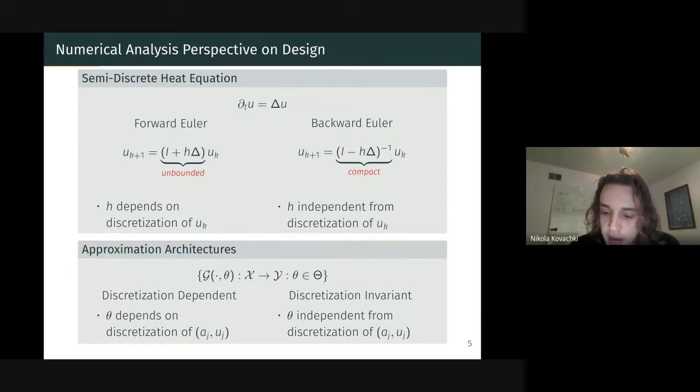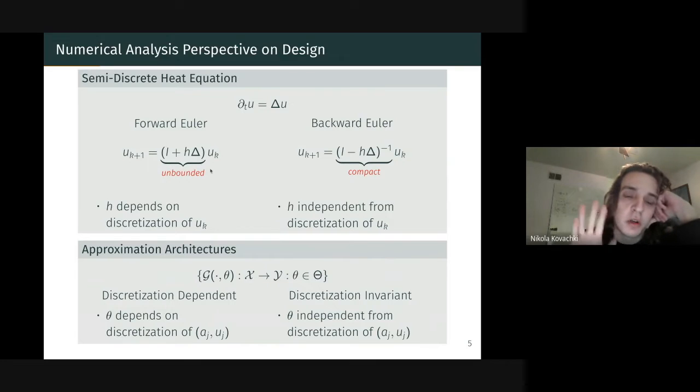Like I said before, I'm thinking about discretization in a particular way, and I just want to give a bit of a perspective on how I'm going to design these architectures. The perspective that I'm going to use comes from numerical analysis, and it's a very simple thing. If we just consider the heat equation very quickly and try to discretize it in two distinct ways. If I discretize the heat equation with the Forward Euler method, then I get an iteration which looks this way. I'm going to only semi-discretize it.